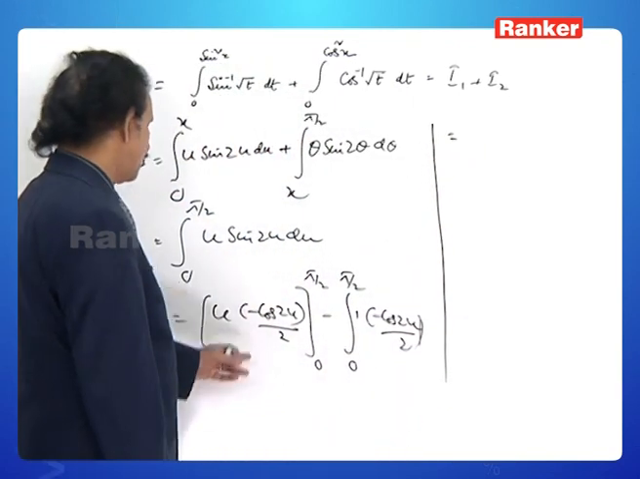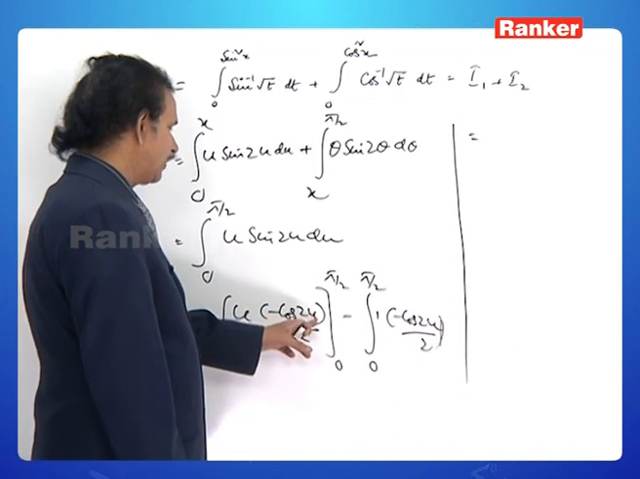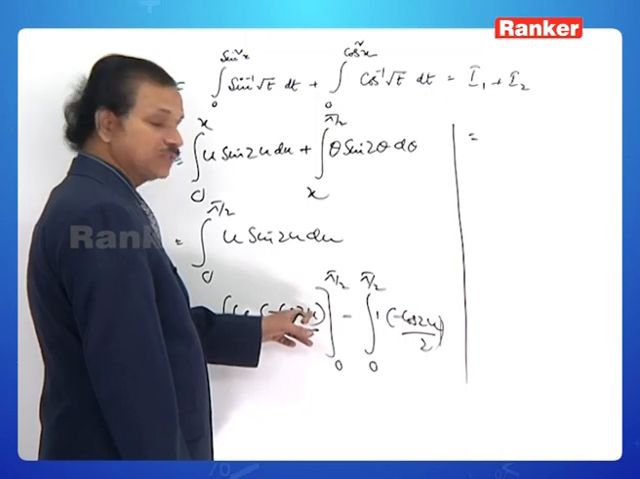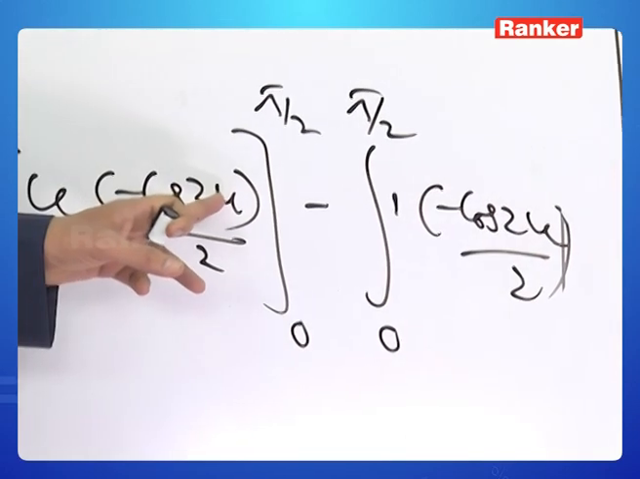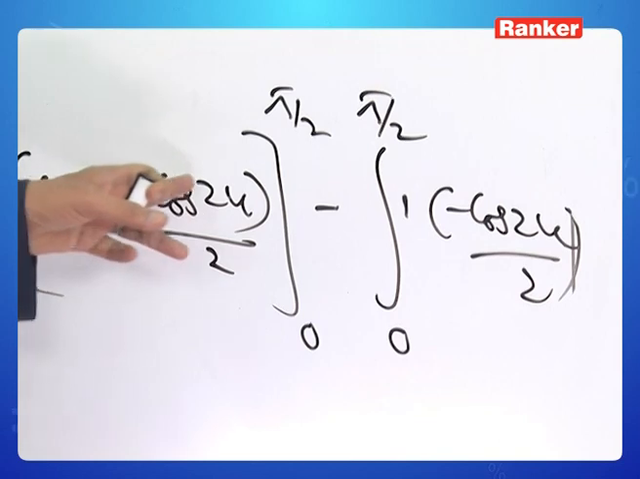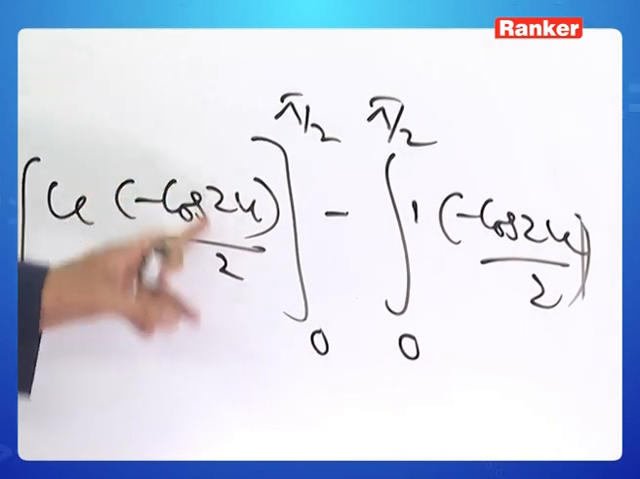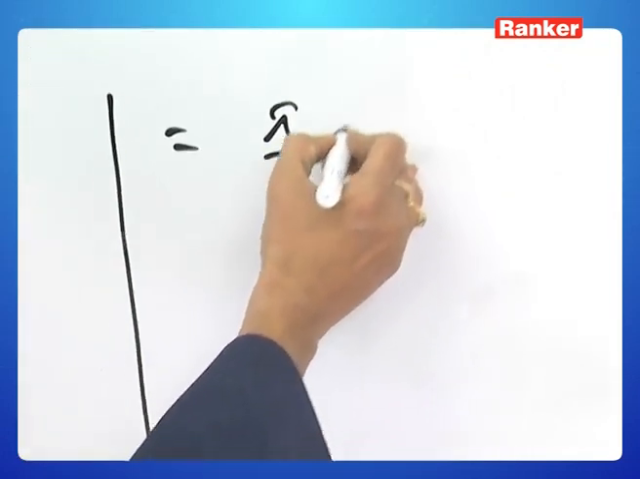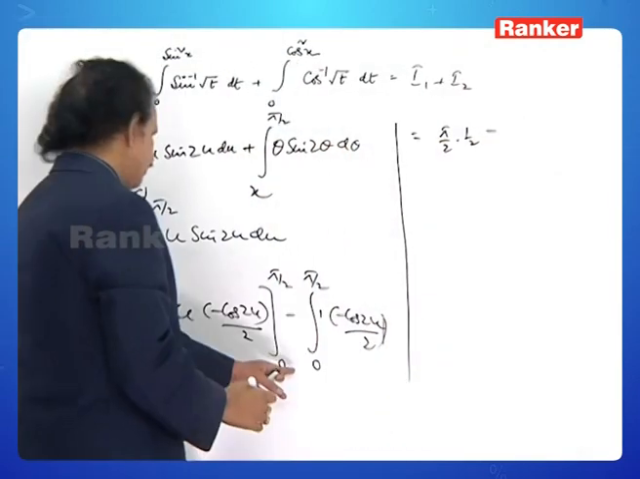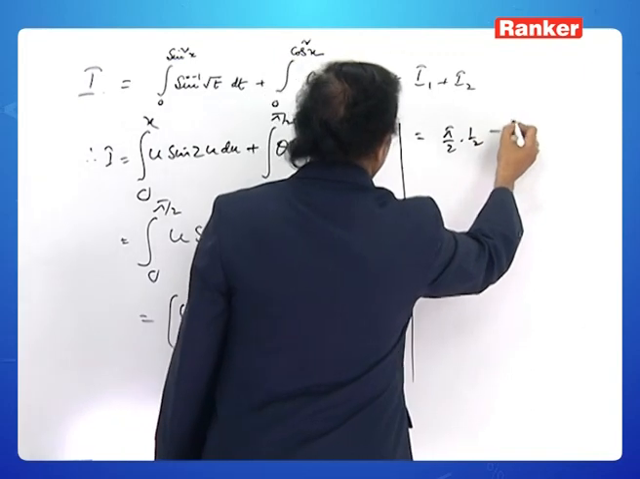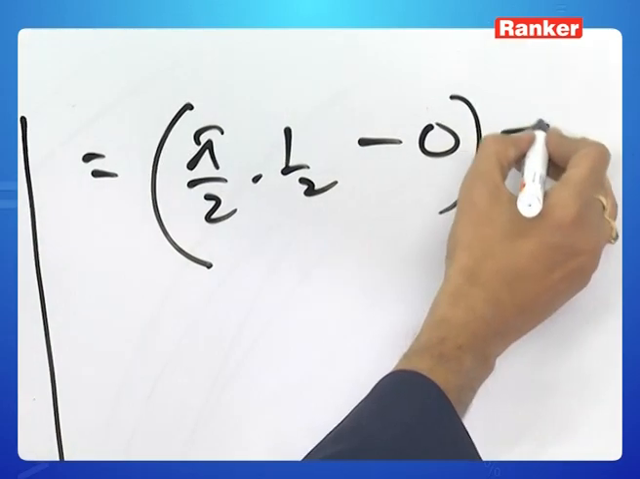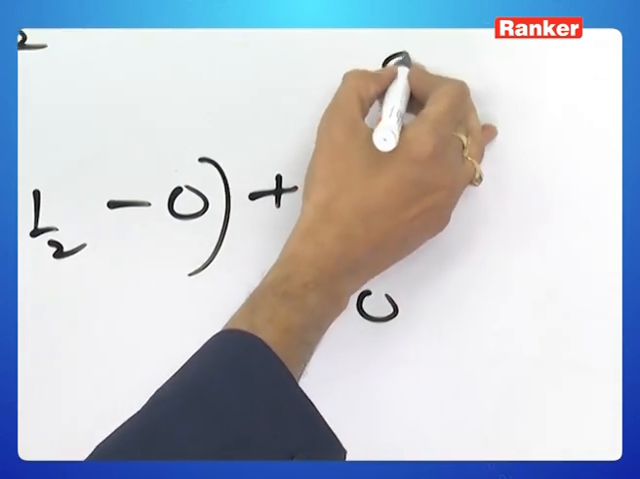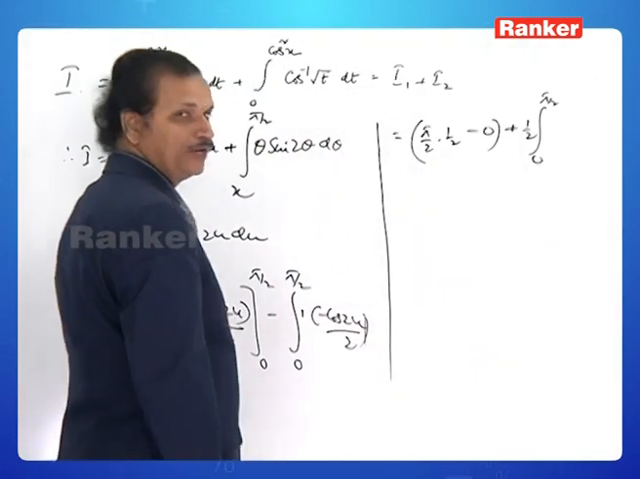look here, 2 into pi by 2 is 90. 2 into 90 is 180. Cos 180 is minus 1. Minus of minus 1 is 1. 1 by 2 into pi by 2. Isn't it? Pi by 2 into 1 by 2. Minus, if you take 0, it will be 0. Plus 1 by 2 into integral 0 to pi by 2 cos 2u du.